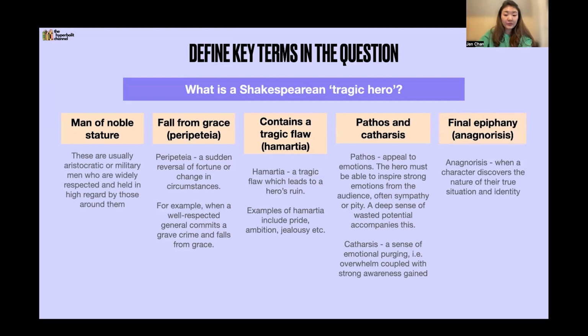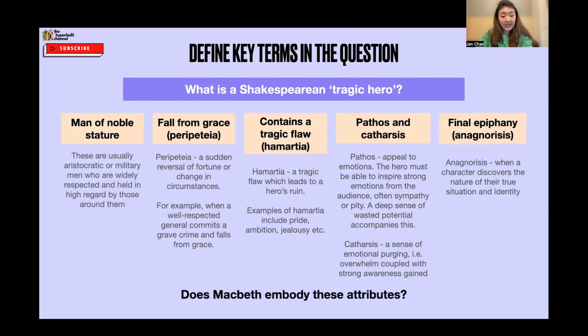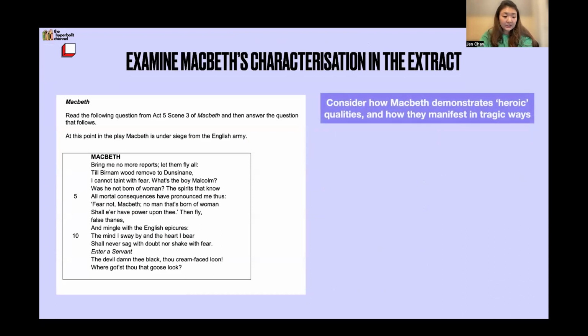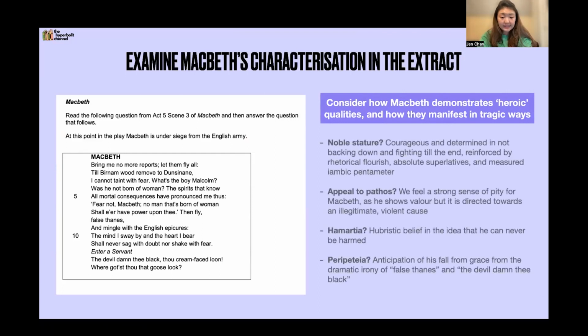And so, of course, the question then is whether Macbeth embodies these tragic attributes. So if we go back to look at the extract, what we need to do is to consider how Macbeth demonstrates those heroic qualities and also how these heroic qualities manifest in tragic ways. And so if we look at this extract, we can think about whether Macbeth is presented in a noble stature.